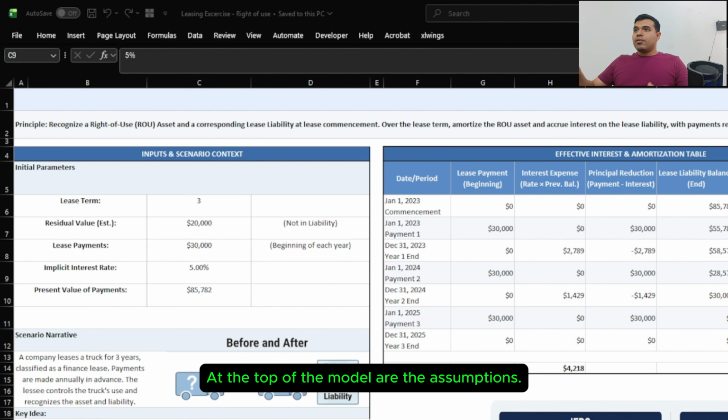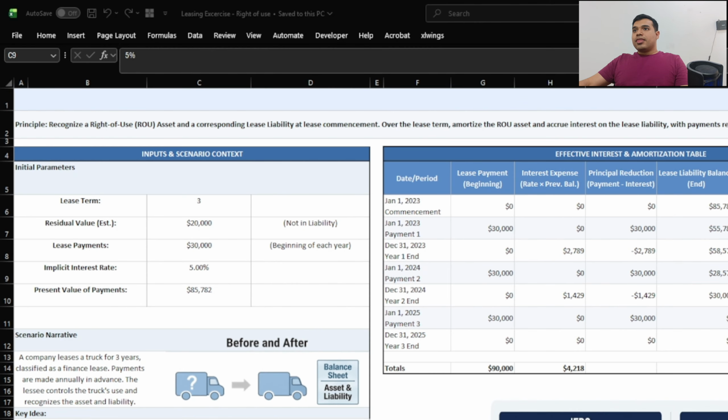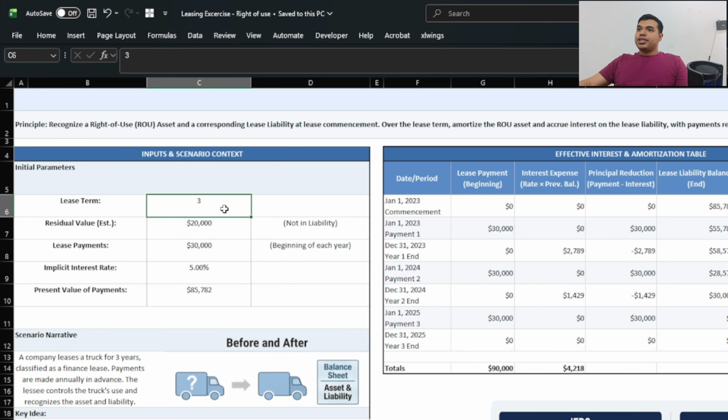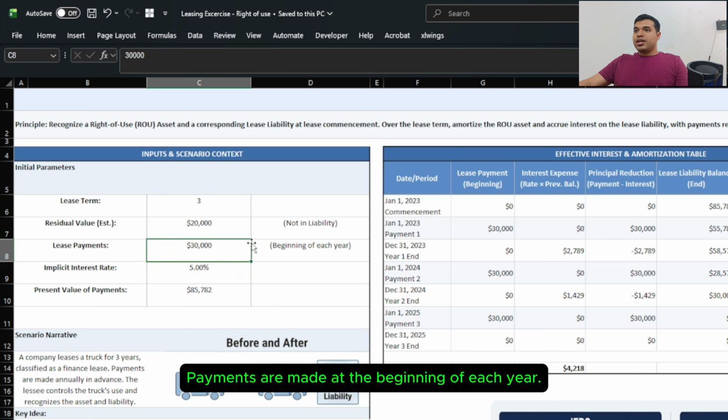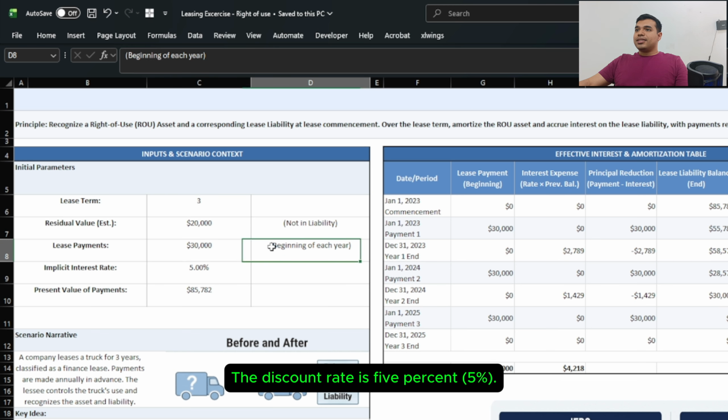At the top of the model are the assumptions. The lease term is 3 years. The annual lease payment is $50,000. Payments are made at the beginning of each year. The discount rate is 5%. These inputs drive every calculation below.